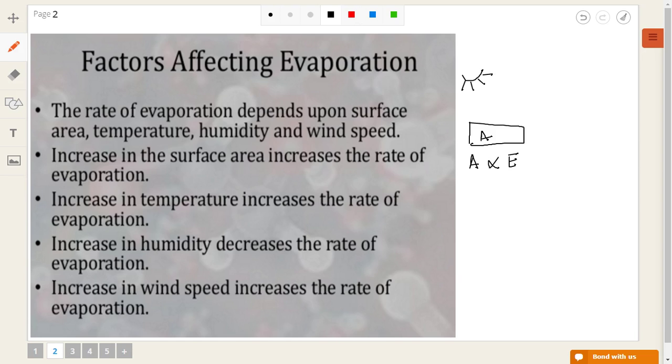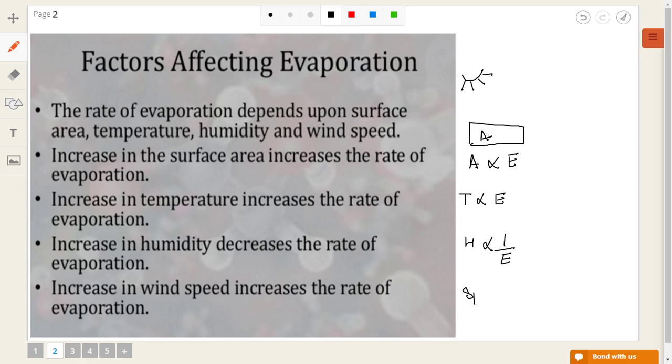Similarly with the increase in temperature, the greater the temperature, the greater will be the rate of evaporation. Humidity is inversely proportional to the rate of evaporation. Why? Because humidity is defined as the amount of moisture present in the air. When the amount of moisture is more in the air, definitely the evaporation rate will decrease. That is why it is inversely proportional to the rate of evaporation.